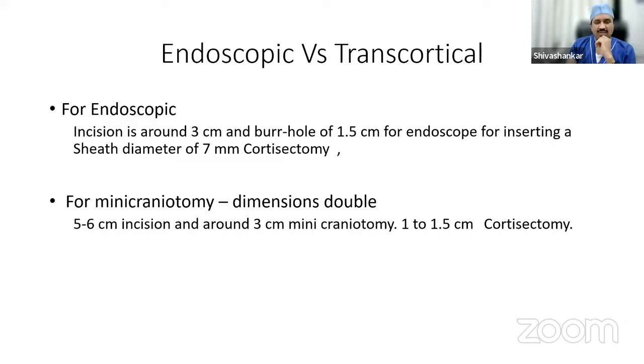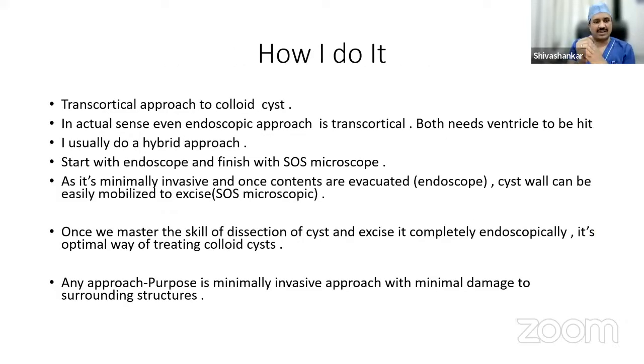So how I do it mainly in transcallosal. Because I have an endoscope at my setup, I use the endoscope in the beginning. So, the transcortical approach to the colloid cyst. In actual sense, even endoscopic is transcortical, because in both endoscopic and open procedures, we need to go through the cortex to reach the ventricle. So I usually do a hybrid approach, wherein I start with the endoscope. Once I do a corticectomy and hit the ventricle, we dilate with the dilator, and then we put in the endoscope and see the anatomy, evacuate the content, and then dissect the cyst wall.